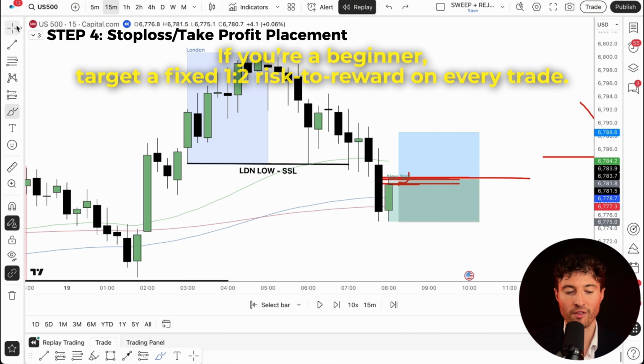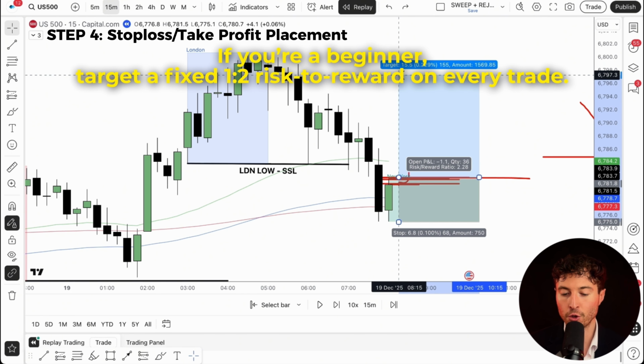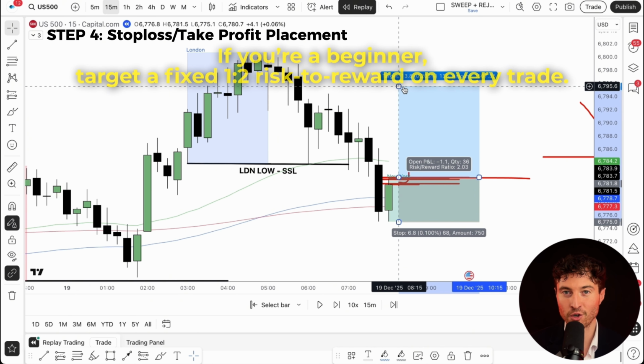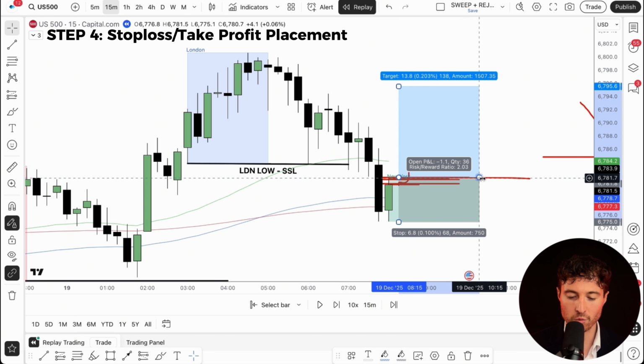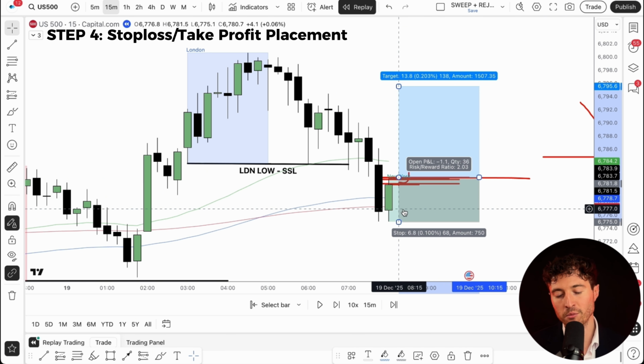When you're starting out in the markets, I recommend that you target a fixed, mechanical, repeatable 1 to 2 risk to reward. This will take the guesswork out of your trading. This will prevent you from overanalyzing, overthinking. In terms of placing a stop loss, it needs to be uniform. It needs to be the same every single trade. Otherwise, your system is not repeatable and you don't have an edge. It's pretty much useless at that point.